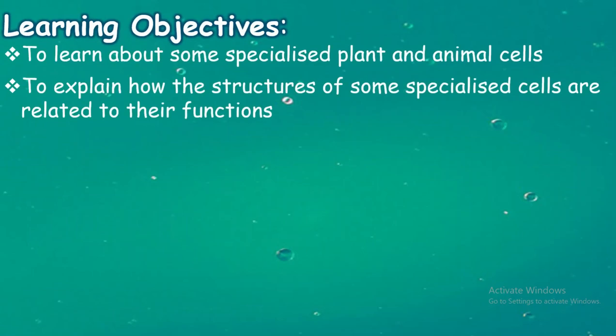The learning objectives are to learn about some specialized plant and animal cells and to explain how the structure of some specialized cells is related to their functions.